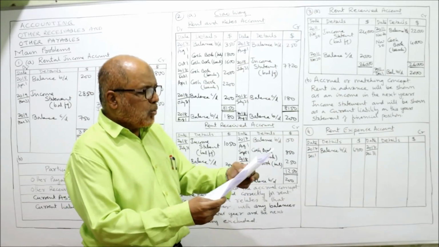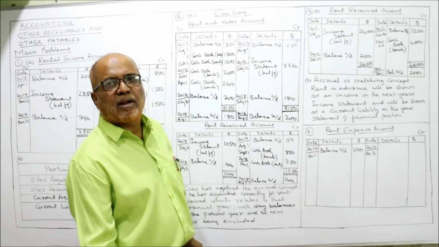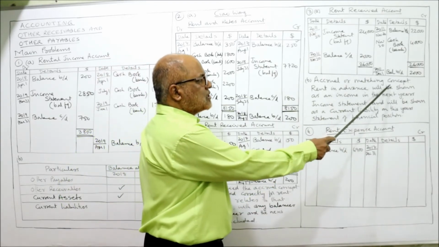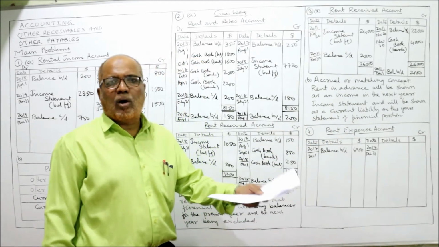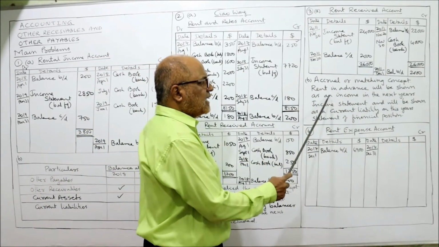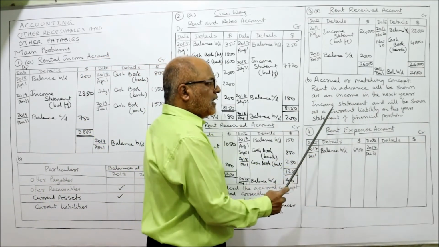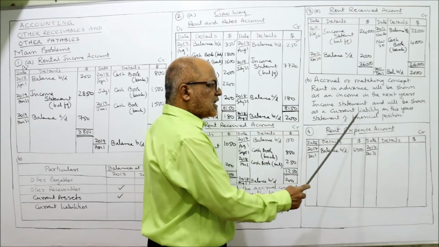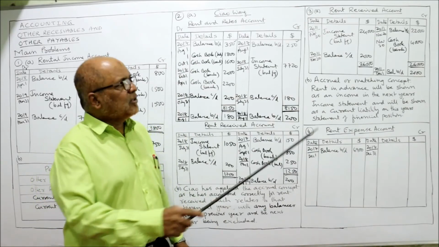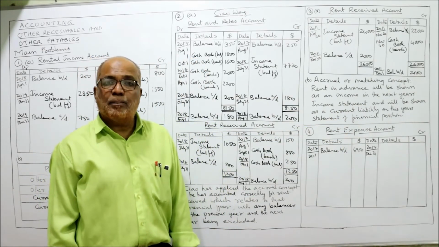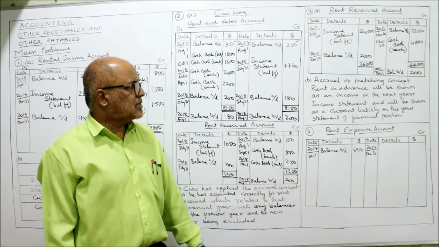Now second question, why? Explain the accounting concept Raj has applied. Raj has applied accrual or matching concept. It is called accrual or matching, both mean the same. So rent in advance will be shown as an income in the next year's income statement and will be shown as a current liability on this year's statement of financial position. The rent 2,000 received in advance is a current liability. It is other payable. That's it.